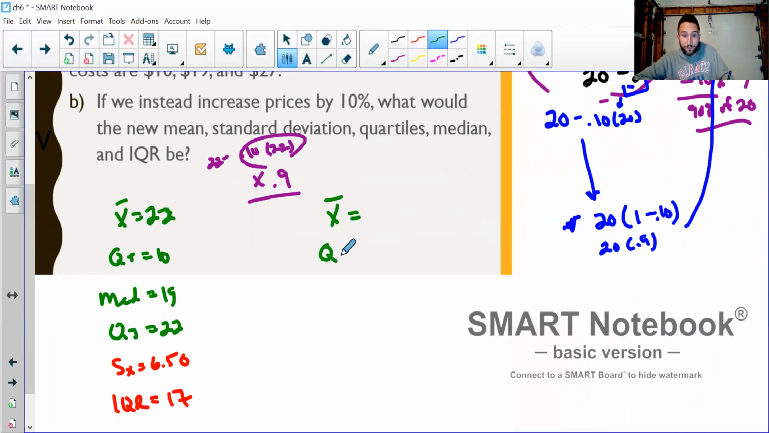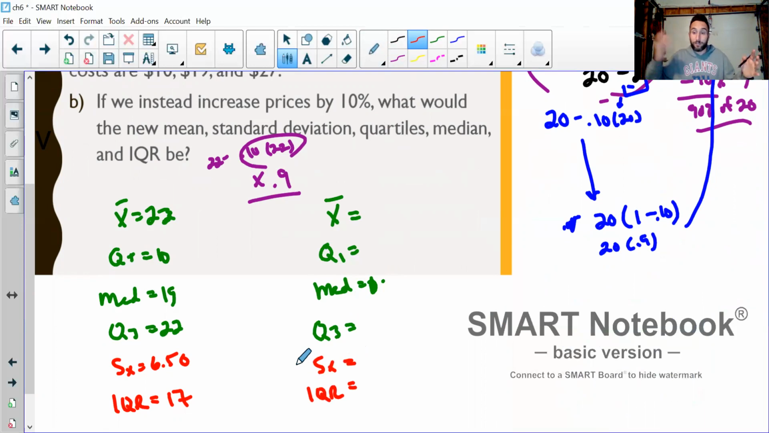So again, now we want our new mean. We want our new standard deviation, our new Q1, our new median. I'm rusty out here. Our new Q3 and standard deviation and IQR. Take a minute, pause the video. Try it out while I get out my calculator. So here, you've now unpaused the video.